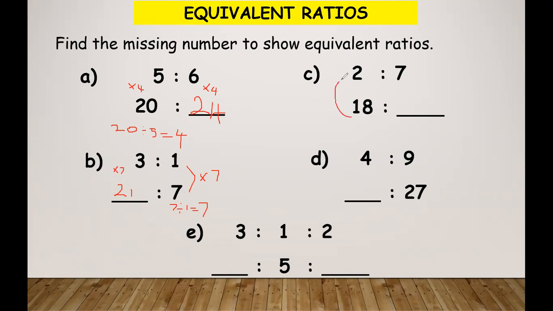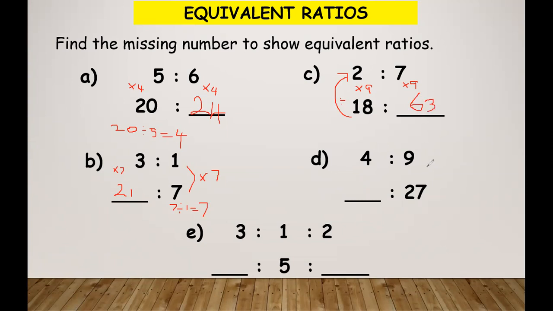Okay, now let's try letter C. The same thing here: when we look for the equivalent ratio, we are multiplying, therefore we first divide. 18 divided by 2 is 9. The inverse of division is multiplication, so we will multiply this also by 9. 2 times 9 is 18, and 7 times 9 is 63.